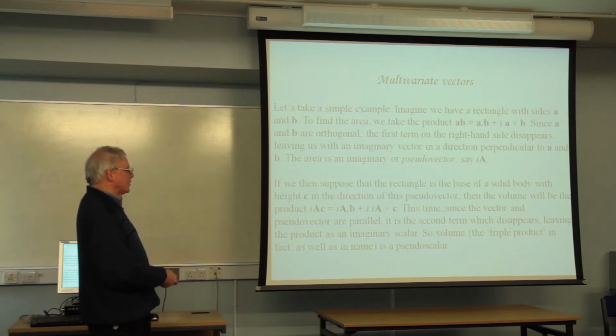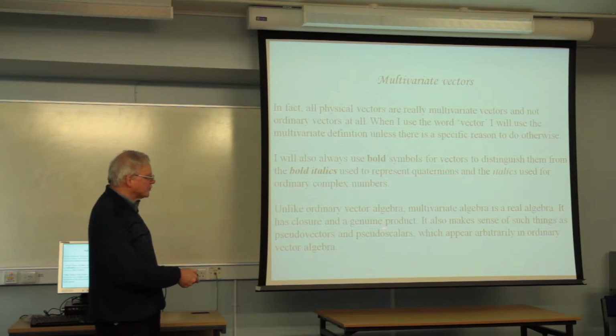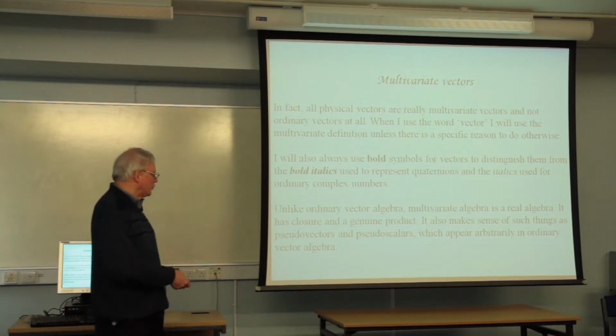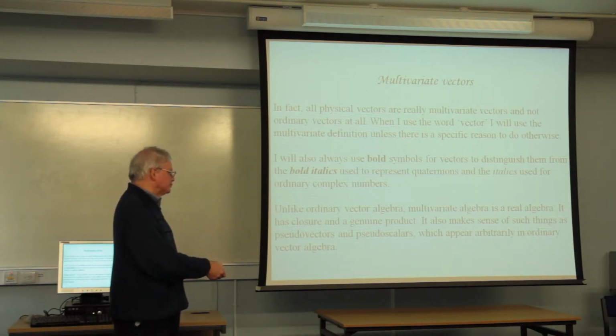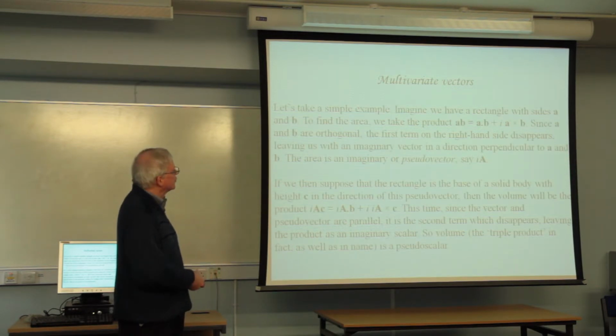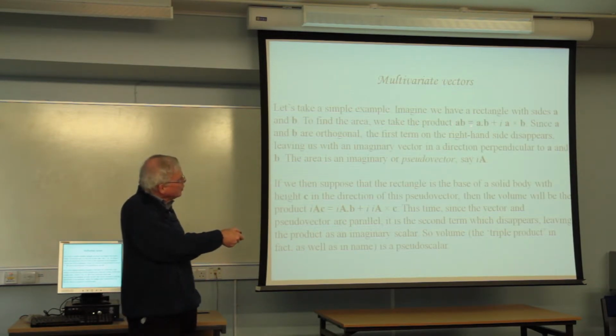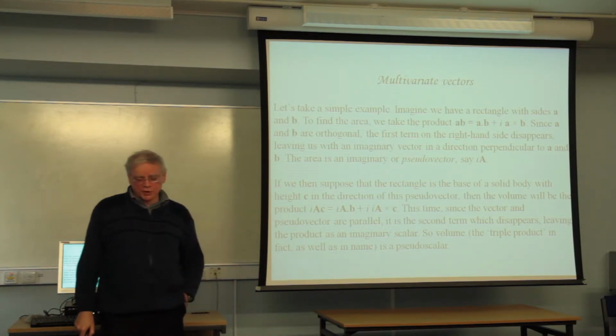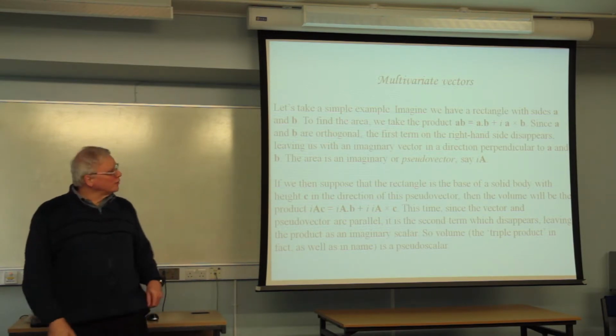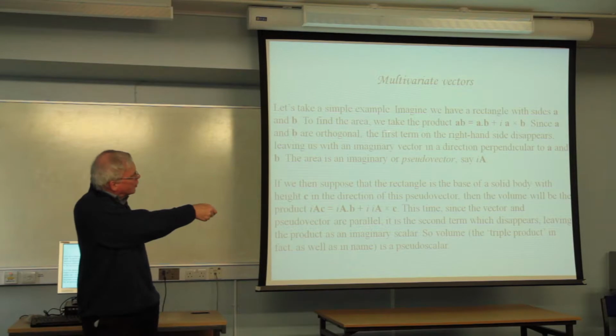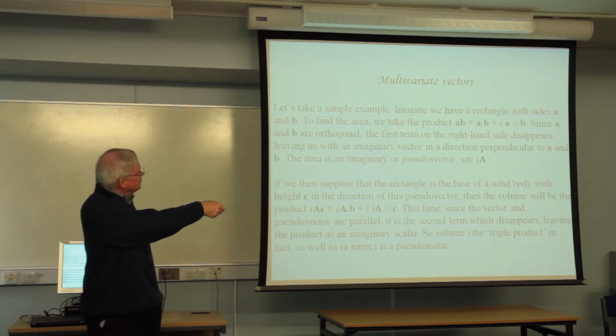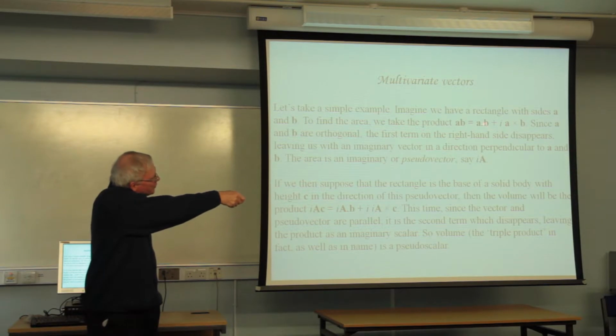Now, multivariate vector algebra is a closed algebra. It has a genuine product and it has closure. And it has 8 terms. But we'll come to that in a moment. It also makes sense of pseudo-vectors and pseudo-scalars. Let's take an example. We've got a rectangle, sides A and B. To find the area, we take the full product AB, A dot B plus i A cross B. The only bit that survives if they're orthogonal is i A cross B, since A dot B disappears.